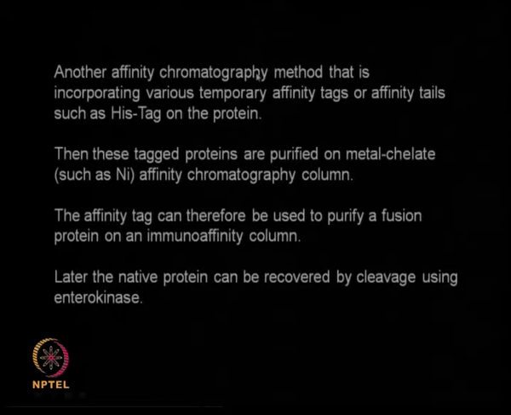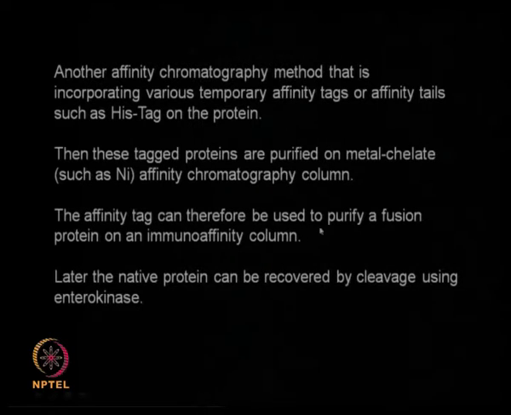So another affinity chromatography method is incorporating various temporary affinity tags or affinity tails. So we attach an affinity tag and then we perform this affinity chromatography and then we remove the tag, as simple as that. For example, everybody knows the His tag. So we attach a His tag onto a protein, okay, then these tagged proteins are purified on a metal chelate such as nickel in an affinity chromatography column.